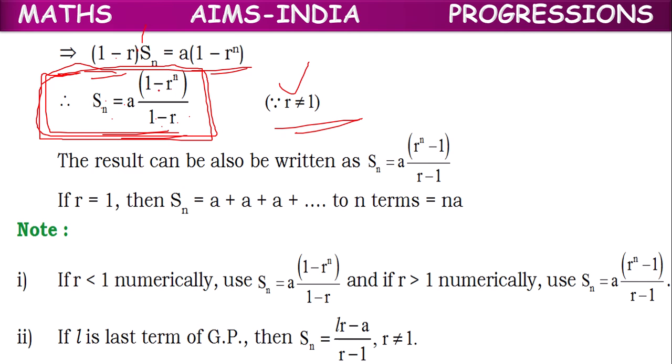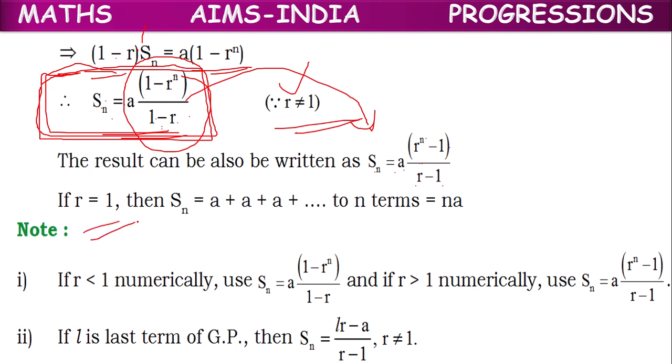So we have a minus here. We can interchange the terms in numerator and denominator so that the value does not change. We can also write this as Sn equal to A into R power n minus 1 by R minus 1.